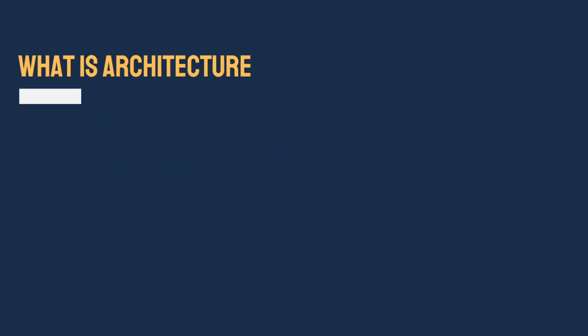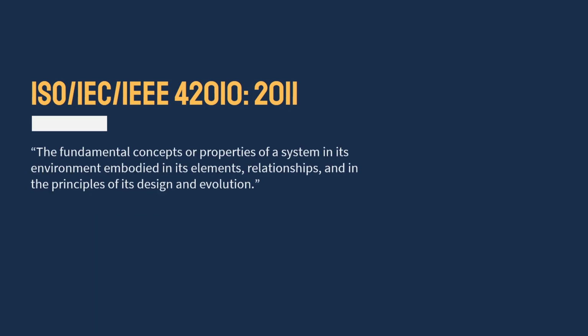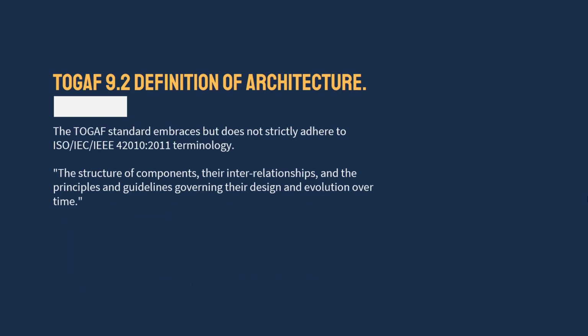What is architecture? It has two definitions. One, ISO/IEC/IEEE defines it as the fundamental concepts or properties of a system in its environment, embodied in its elements, relationships, and in the principles of its design and evolution. Two, the TOGAF standard defines it as the structure of components, their interrelationships, and the principles and guidelines governing their design and evolution over time.